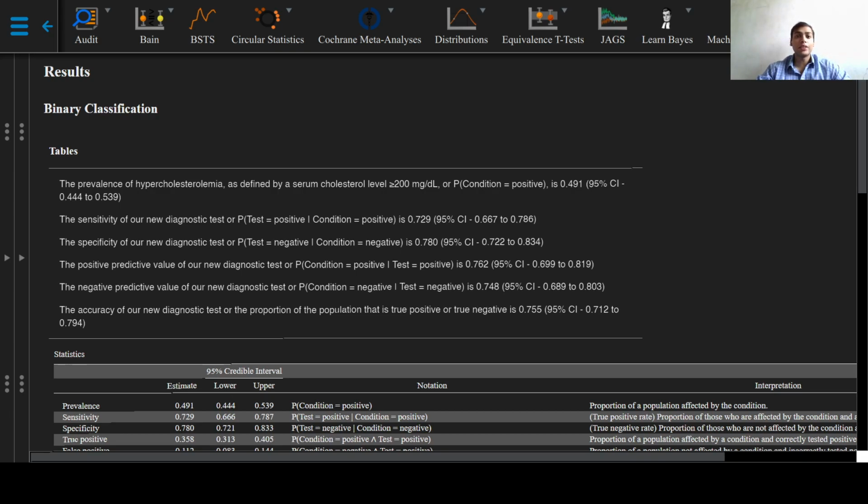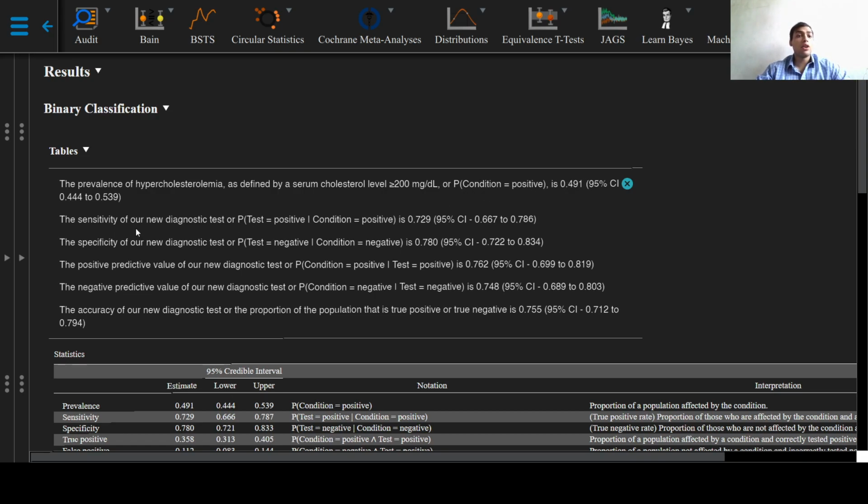Building on the previous three videos, we will now report our test results regarding the diagnosticity of our new test, which detects serum cholesterol levels as compared to the previous gold standard test. The prevalence of hypercholesterolemia, as defined by a serum cholesterol level of more than or equal to 200 mg per deciliter, or the probability that the condition is positive, is 0.491.